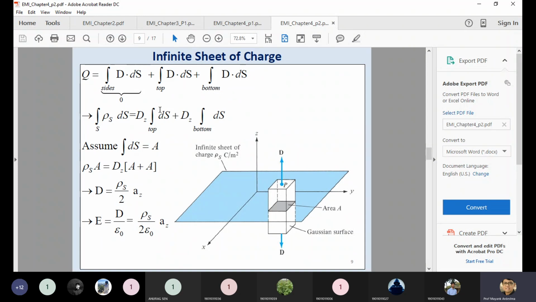So this part is 0, and we integrate this equation for the top and bottom, and finally you get D is equal to rho s upon 2 az. And if I put D in terms of epsilon times E, then you can easily find the answer for the electric field intensity E. So this is the final answer for your E.